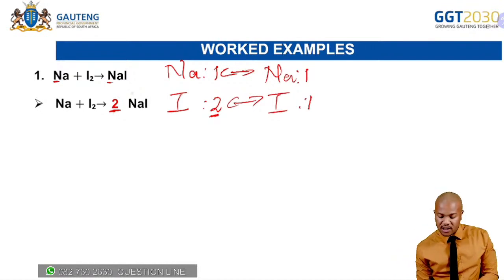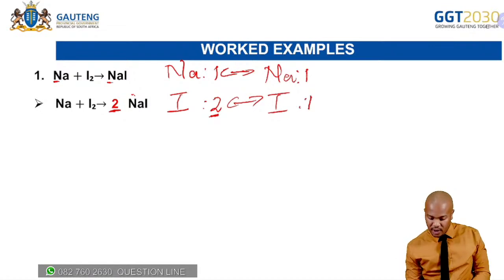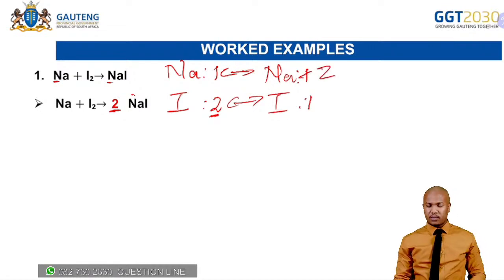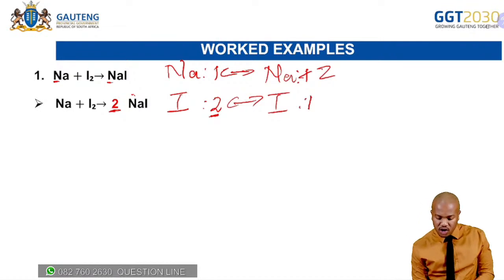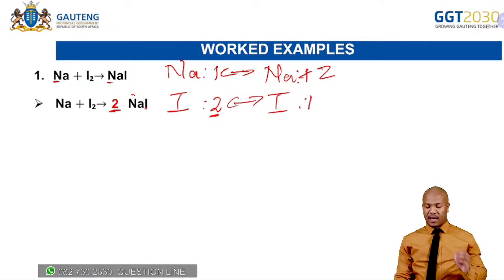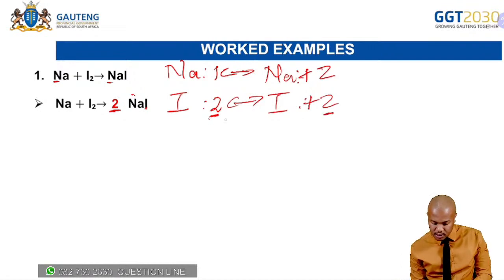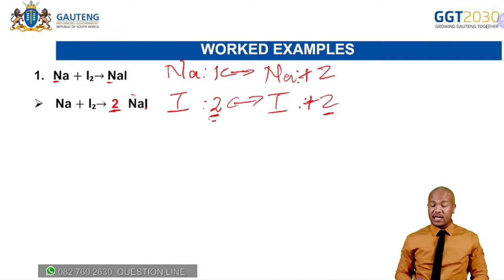Now look at this. This 2 multiplies this sodium here. Now how many sodiums do we have? We have 2, right? This 2 also multiplies this iodine here. How many iodines do we have now? We have 2, right? Look at the iodines. They now balance. We have 2 iodines on the reactants and we have 2 iodines on the products.